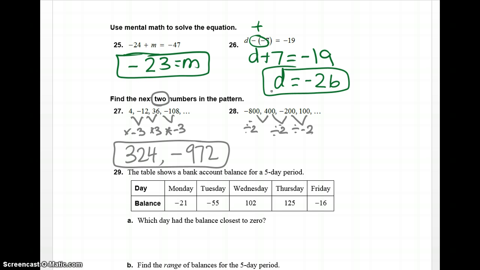So if I keep this pattern up, dividing by negative 2, I would take 100 divided by negative 2. 100 divided by negative 2 will be negative 50. I take that negative 50 and I divide it again by a negative 2, and I will get a positive 25. So those are my answers for that one.